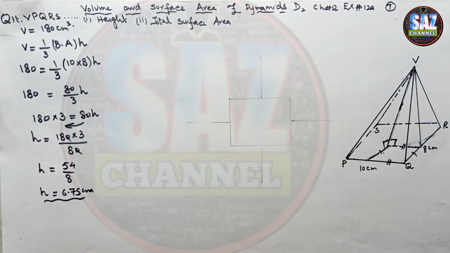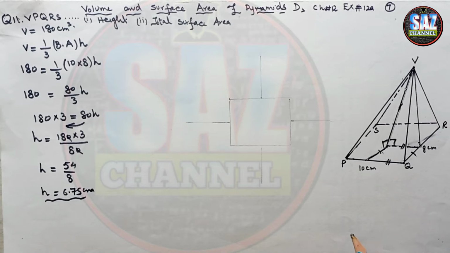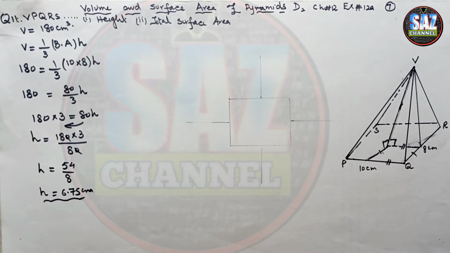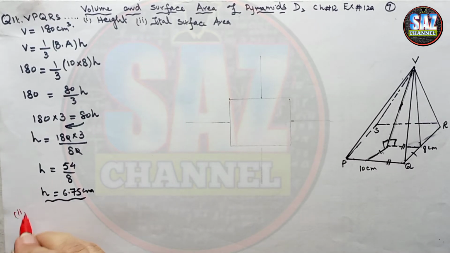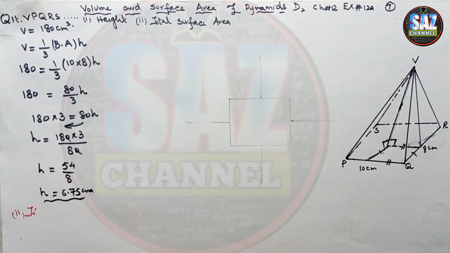The next part says that we have to find the total surface area. Let's try to understand how to find the total surface area. The second part is total surface area.